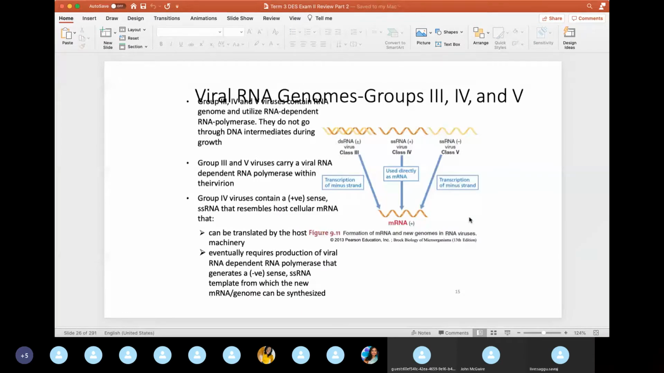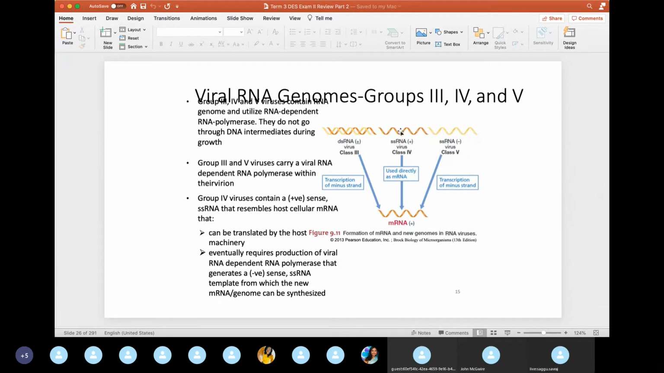Next, groups 3, 4, and 5. Class 3, they have double-stranded RNA. They can either be positive or negative. Class 4, positive single-stranded RNA. And class 5, negative single-stranded RNA. High yield here is the positive sense, single-stranded RNA, because it can be used directly as an mRNA. For the negative sense, single-stranded RNA virus, you need to have transcription. And double-stranded RNA, you also need transcription to make the mRNA.